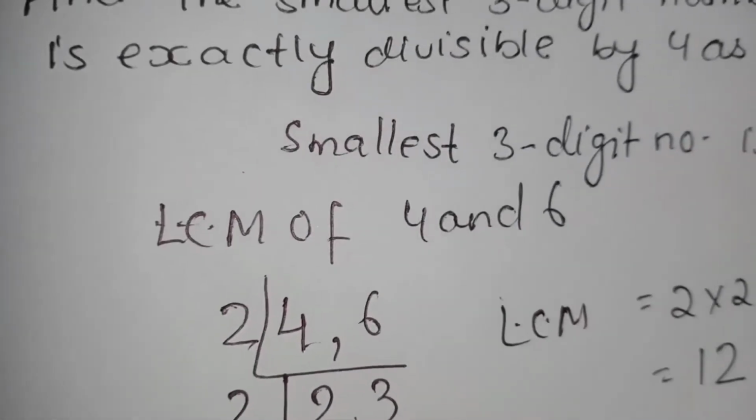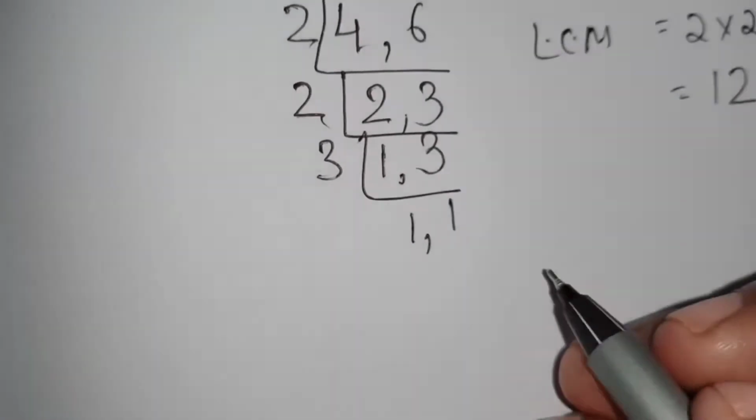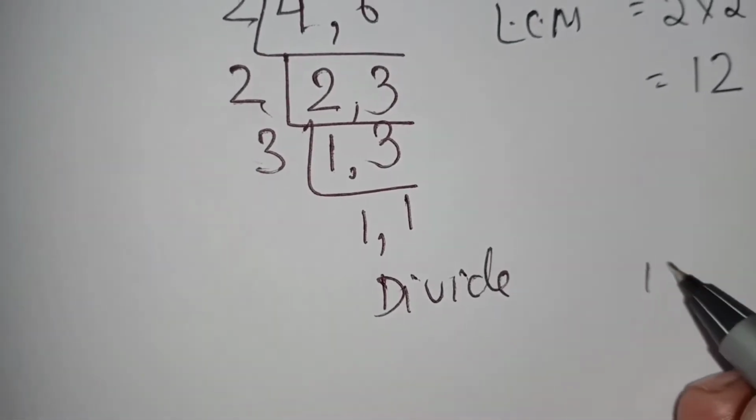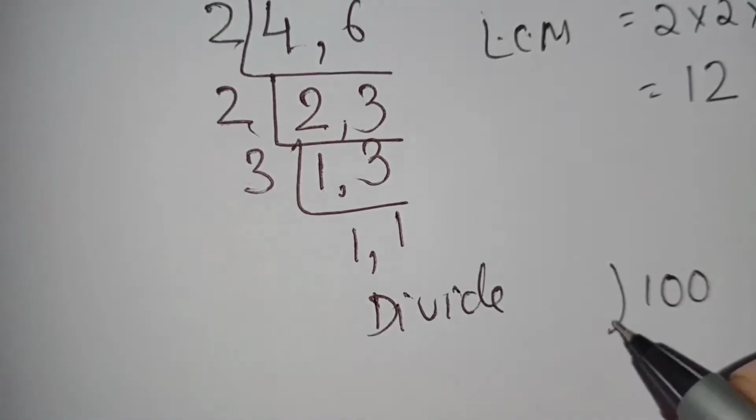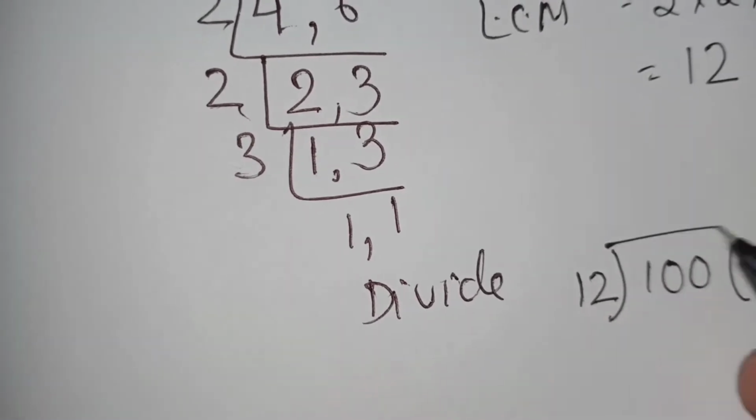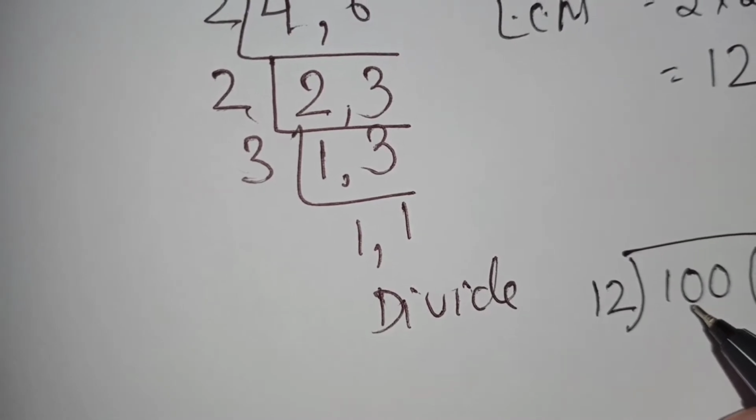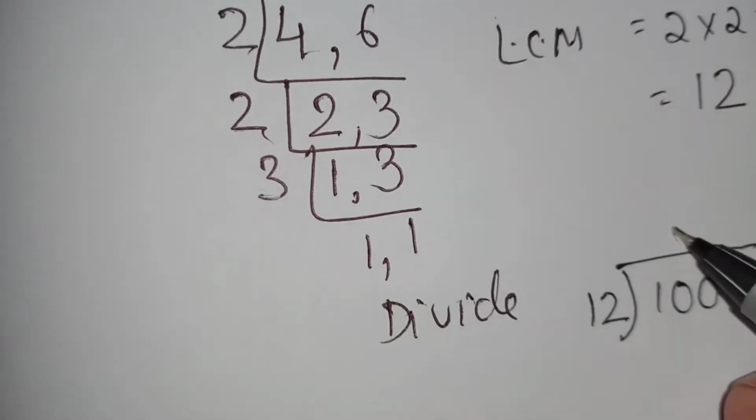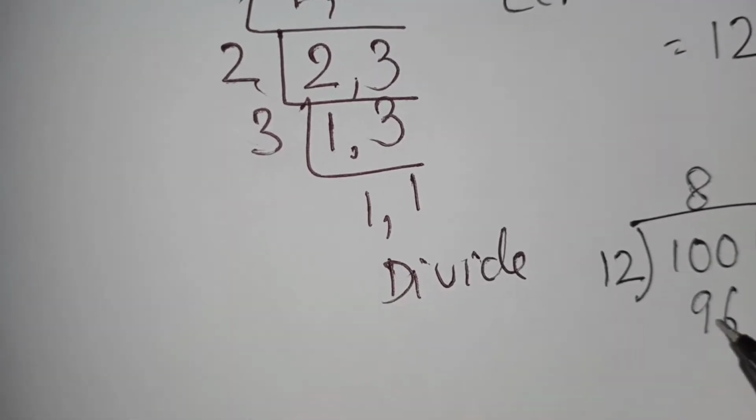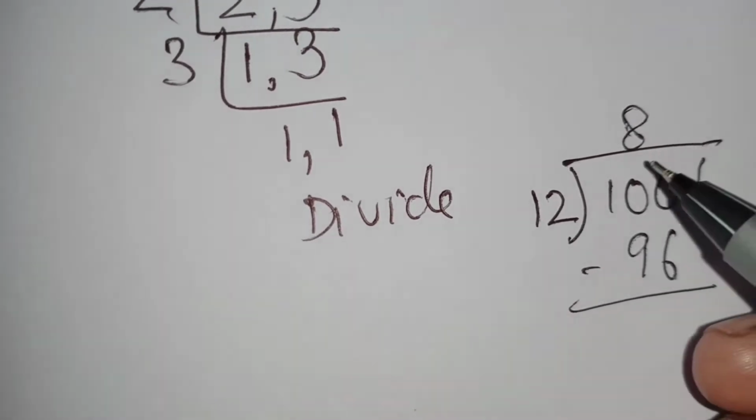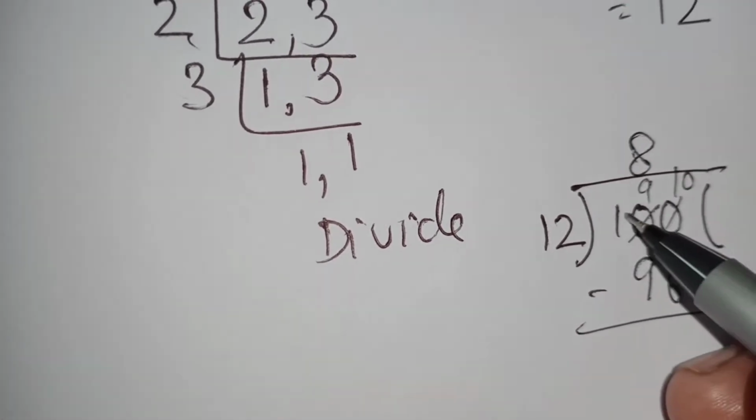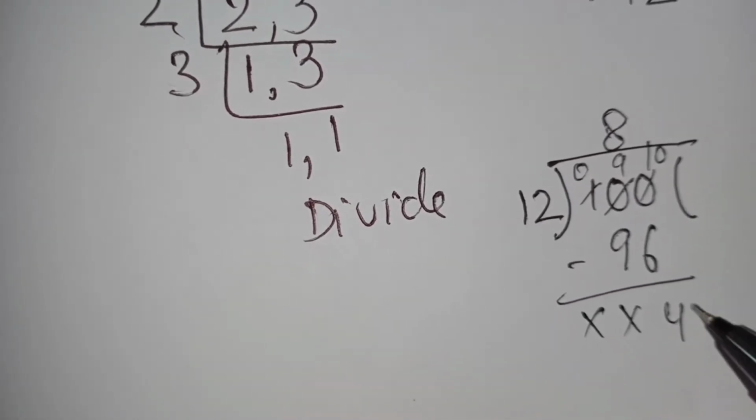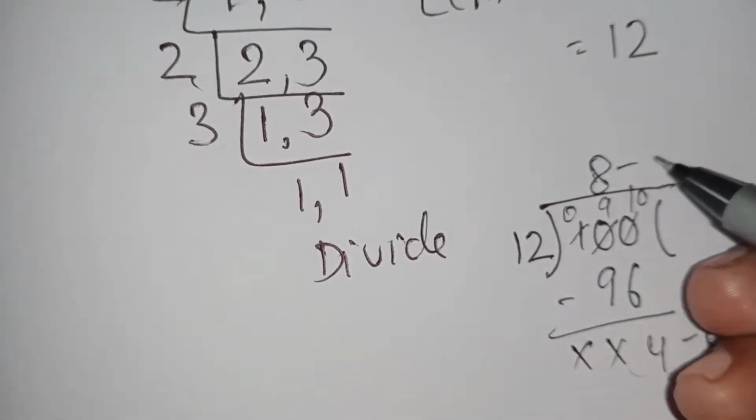Now what we will do? What we have written is the smallest 3-digit number, 100. Now we will divide this 100 by 12. In the 12 table, 100 doesn't come, so what comes less than 100? We know that 12 eights are 96. From 0 we cannot subtract 6, so it will take borrowing, it will become 10, and 0 becomes 9. 10 minus 6 is 4, 9 minus 9 is 0. So this is the remainder, 4.